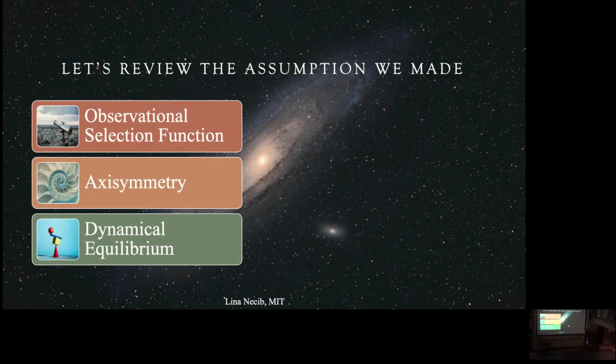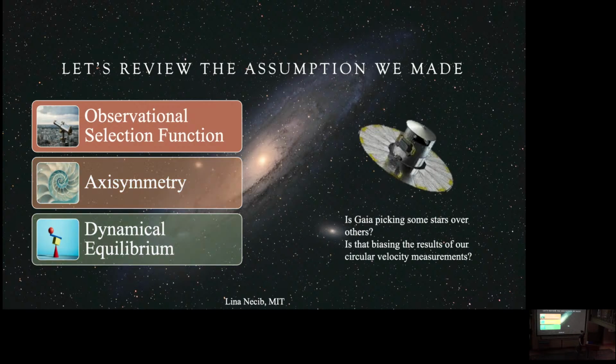So to do that, we divided the assumptions that we can think of into 3: observational selection function, axisymmetry, and dynamical equilibrium. The observational selection function is basically asking the question, is Gaia, and actually also APOGEE, picking some stars over others? Is it picking out only the slower stars at further distances? Is there some biasing there that's happening?